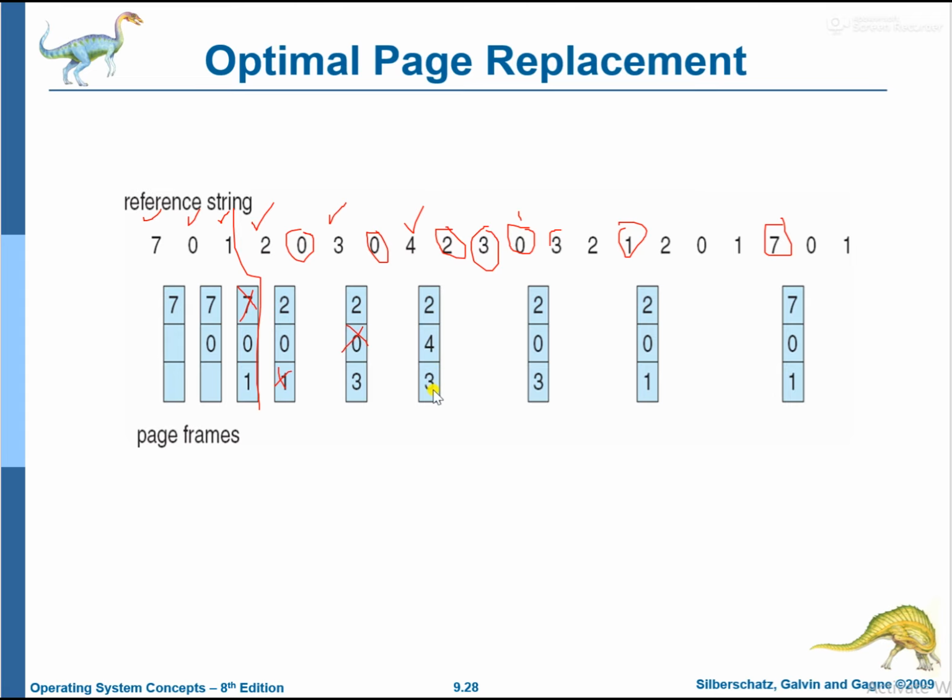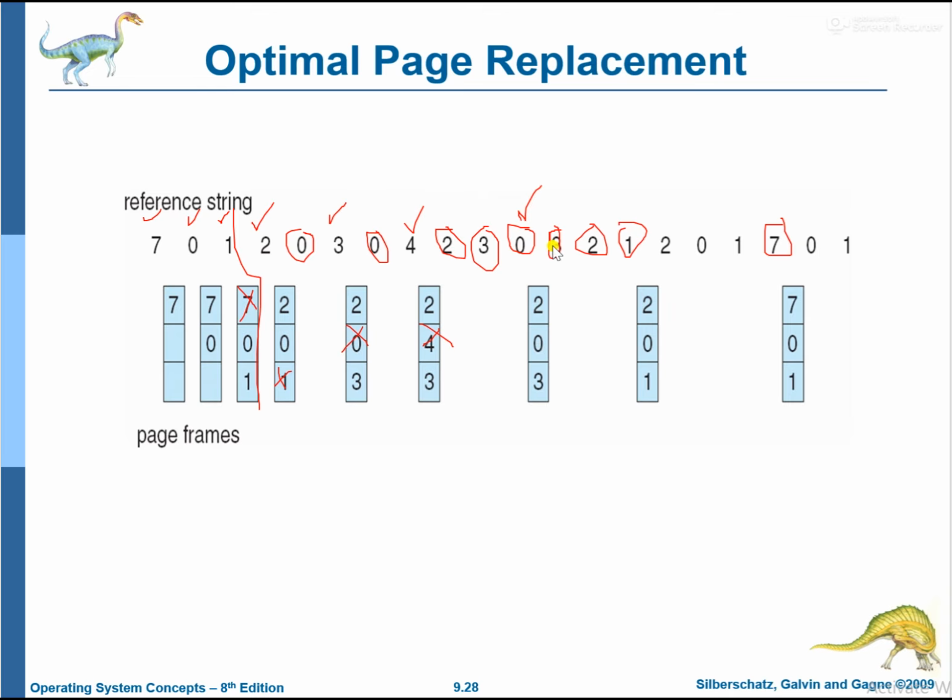3 is needed, 3 is already there. Now we need 0 and 0 is not here, so again we have to choose a victim. We will see when 2 is needed, at this point. When 3 is needed, at this point. 2 and 3. And 4 is not needed in the future. It is not over there. So 4 is the most appropriate victim, and we will place 0 in the place of 4.